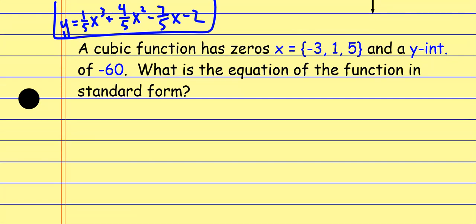again, same kind of thing. Here's the zeros. In other words, x equals, those are the x-intercepts. So if x equals -3, it means I would have, I'll leave a little space this time, x plus 3 as one of my factors. If x equals 1, it means I would have x minus 1 as one of my factors. If x equals 5, it means I would have x minus 5 as one of my factors.